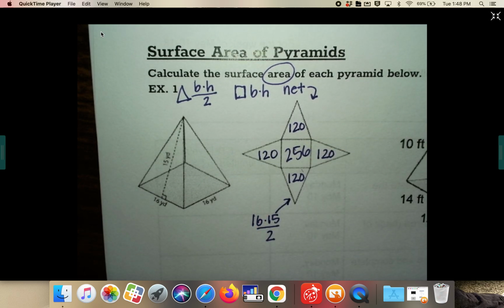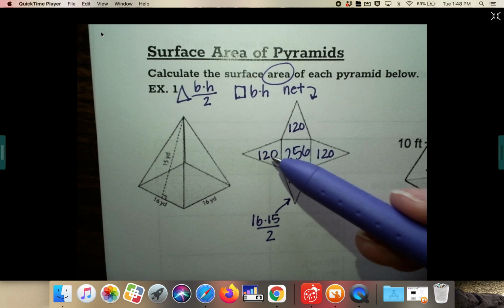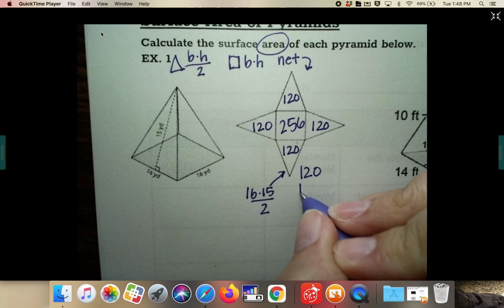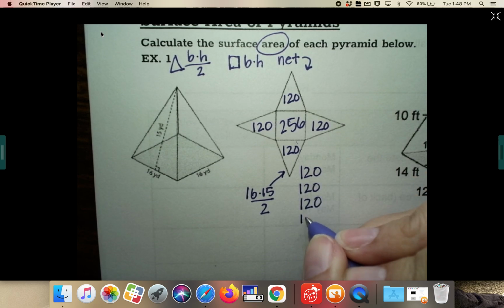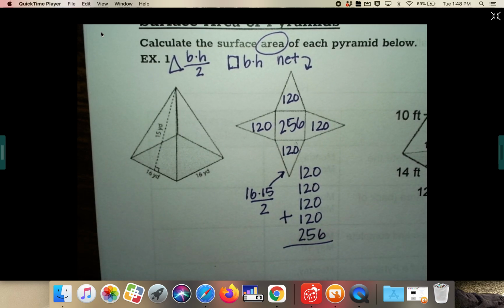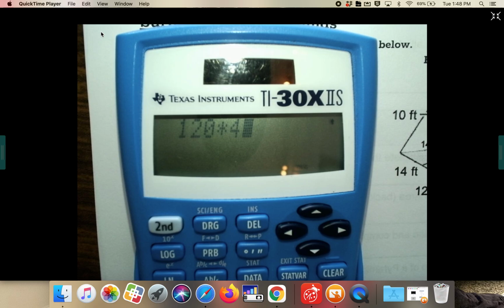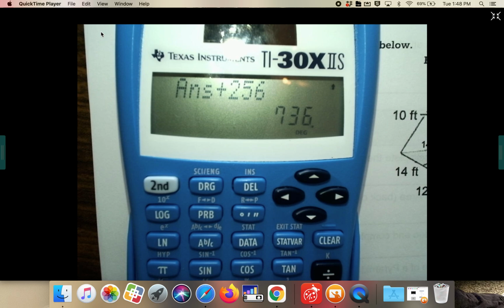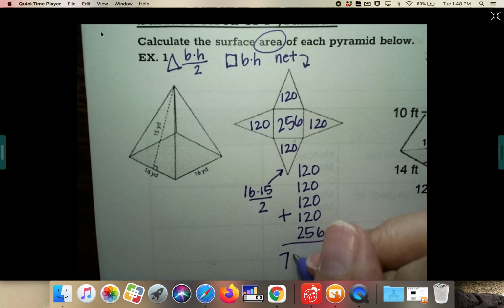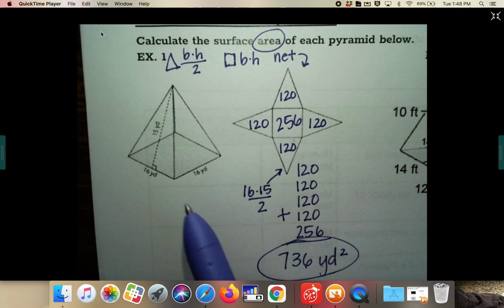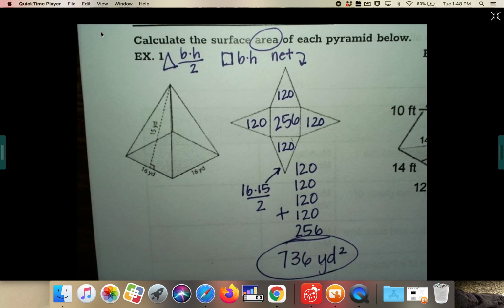Now that you know the surface area of each shape, you're going to add it all up. You're going to take 120 plus 120 plus 120 plus 120 plus 256, and add them all up in your calculator. So 120 times 4 plus 256 equals 736. The entire surface area is 736 square yards. The reason it's square yards is because area is always talked about in square units.